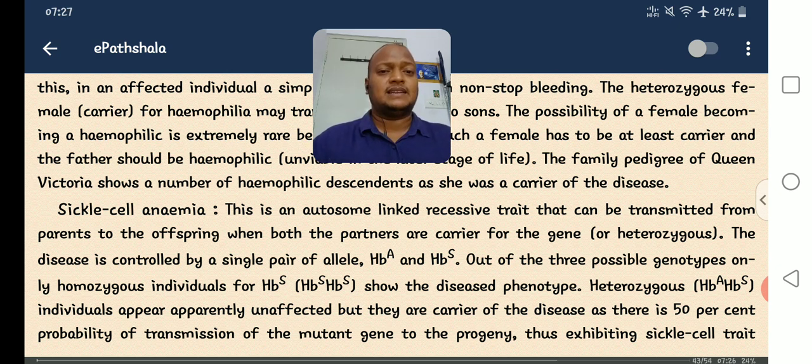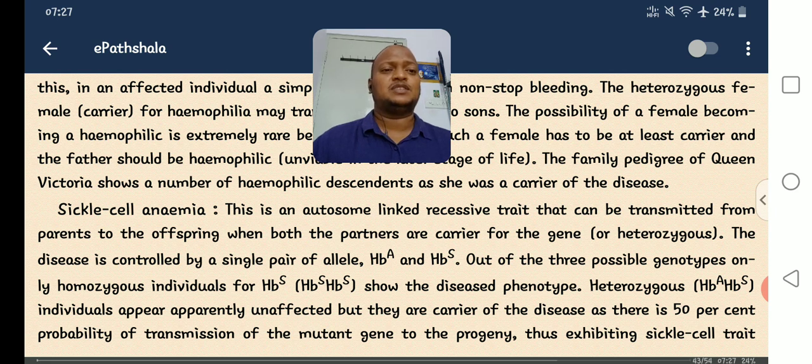Okay, next point, the disease is controlled by a single pair of alleles, HbA and HbS. So HbA and HbS control this disease, and out of three possible genotypes, only individuals homozygous for HbS show the diseased phenotype, right? So with HbS HbS only, there is a chance for expression of the disease.